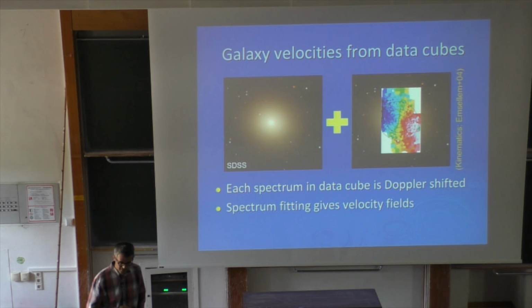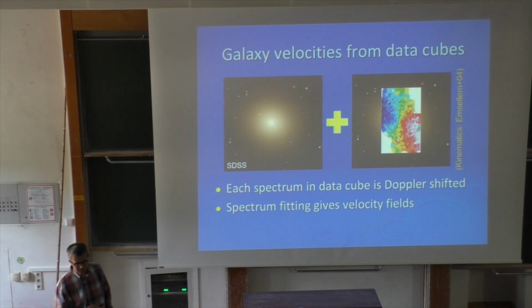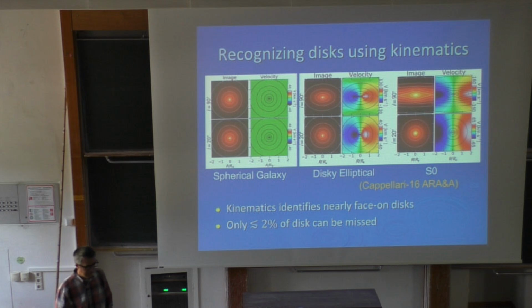Now, why is velocity helping us address the shape of galaxy problem? This is illustrated here. On the left, I show the trivial case of a spherical galaxy that is not rotating. In this case the galaxy obviously looks the same, whether it's seen at 90 degrees or almost face-on at 20 degrees. And in both cases there is no rotation. So the galaxy looks green, just no rotation.